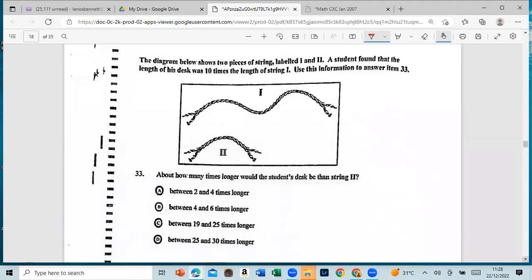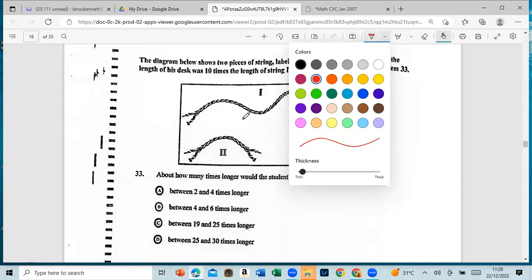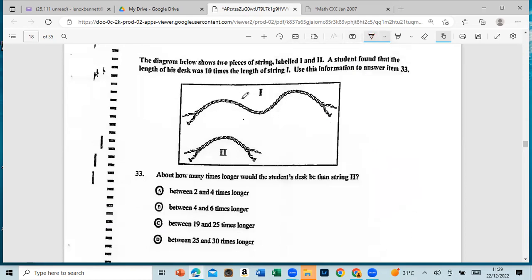The diagram below shows 2 pieces of string labeled 1 and 2. A student found that the length of his desk was 10 times the length of string 1. Use the information to answer the question. So we can write down what they say first before we even go down this one. Always do that, guys. Write down the information. These are 10 times.